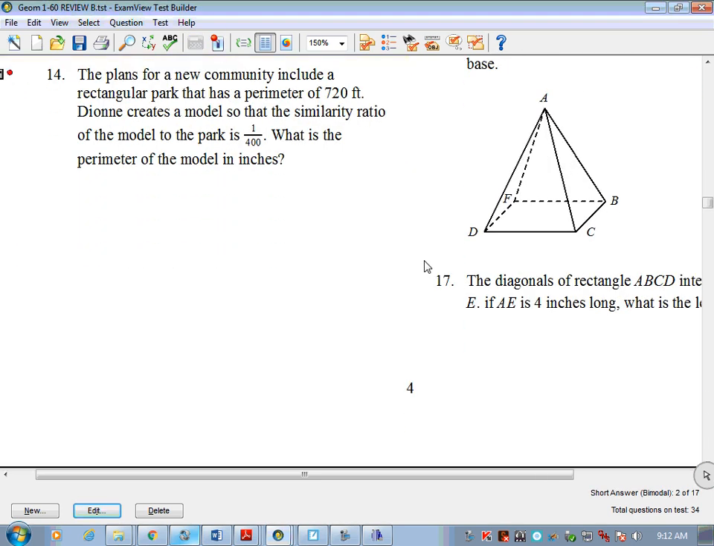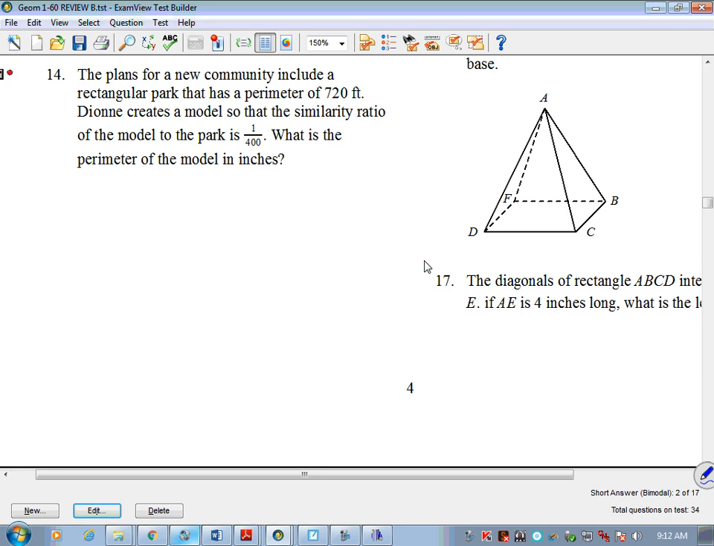Let's see, 14 comes out of lesson 44, applying similarity. So a lot of similarity questions. The plans for a new community include a rectangular park that has a perimeter of 720 feet. Dion creates a model so that the similarity ratio of the model to the park is 1 to 400. What is the perimeter of the model in inches?